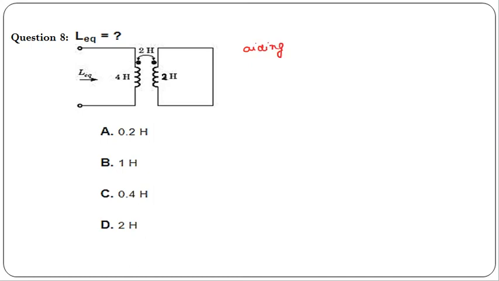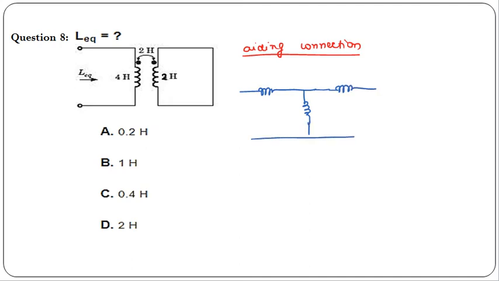A supporting or aiding connection is given, and in the previous lecture I told you that if a transformer is given, we can convert that transformer into a T network. So if we represent this transformer by its equivalent T network, it will look like this. Okay, so now we have converted this transformer into a T network. This is the representation of the transformer, and its secondary side is short circuited. If it is an aiding connection, then this value will be equal to M. This is given by L1 minus M, and this is given by L2 minus of M.